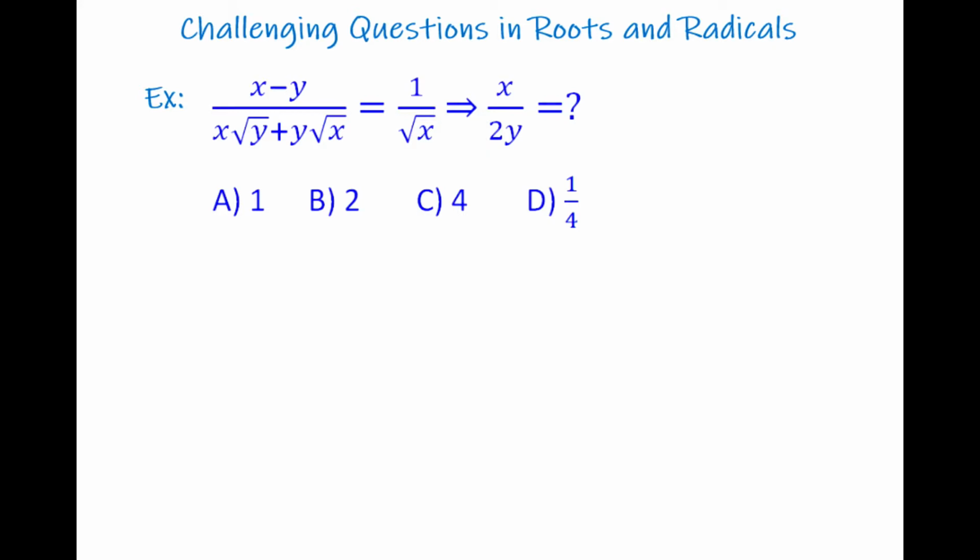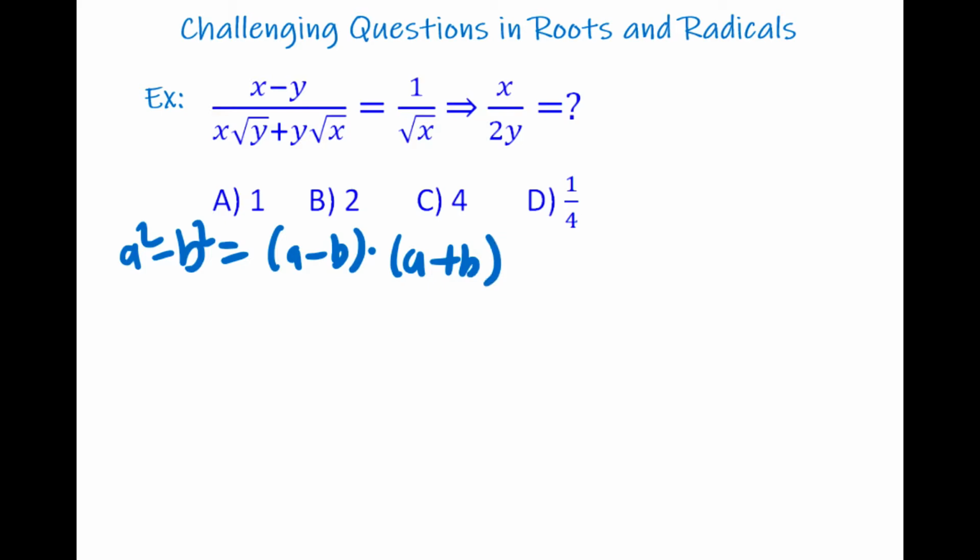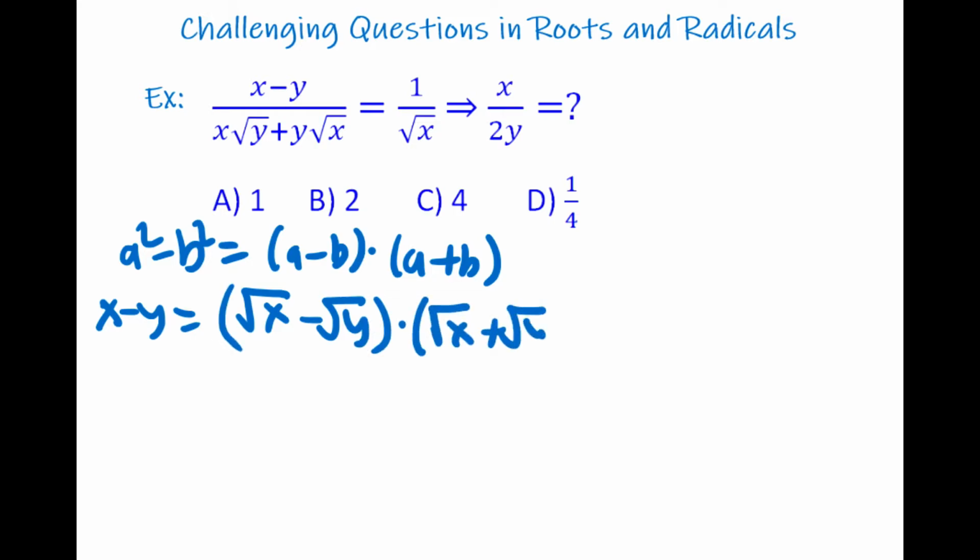Before starting, I'm gonna use an important algebraic formula, and that is, guys, a square minus b square, which can be written as (a minus b) times (a plus b). Similarly, x is the square of the square root, right? So I can write x minus y as (square root of x minus square root of y) times (square root of x plus square root of y), guys.